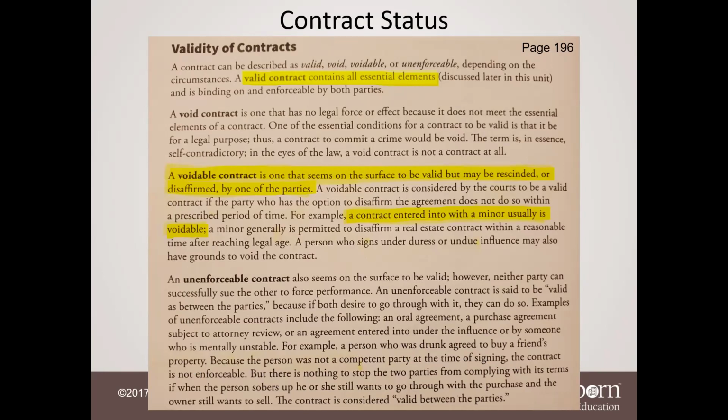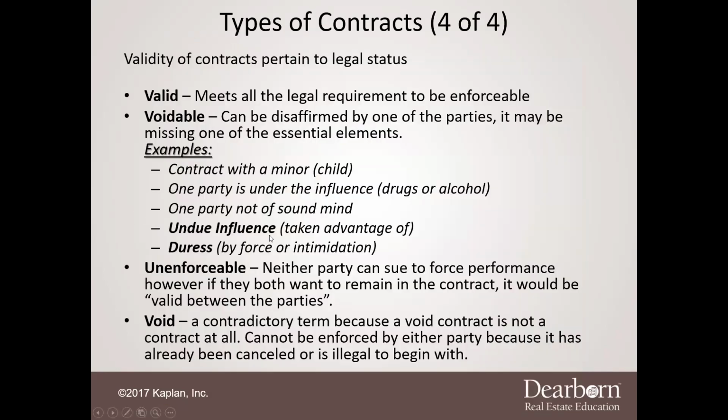Neither one of them can sue to force performance because neither one was a competent party at the time they signed it. However, they choose to be in a contract with each other still. That would be valid between the parties. So, a valid contract meets all the legal requirements to be enforceable. A void one can be disaffirmed by one of the parties. Avoidable, rather, can be disaffirmed by one of the parties.